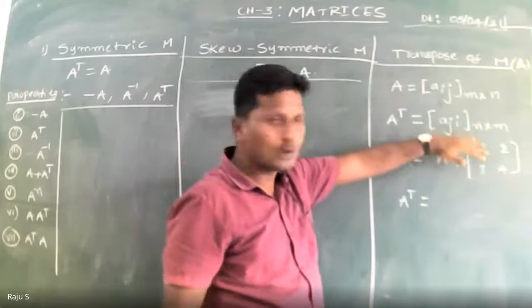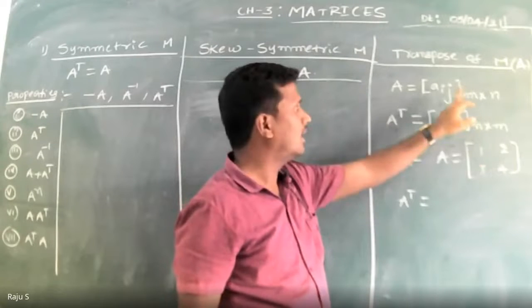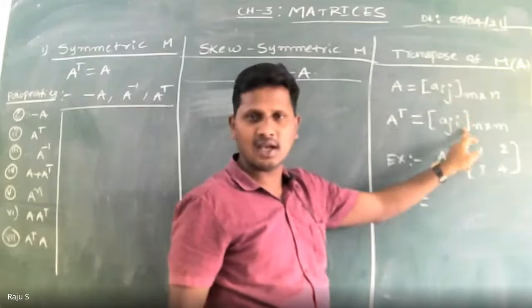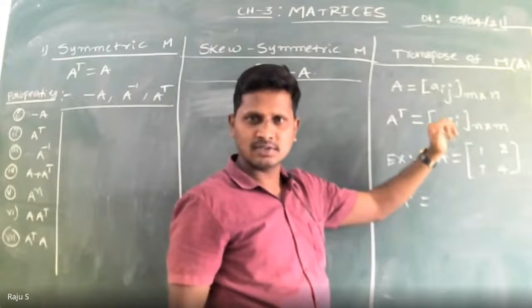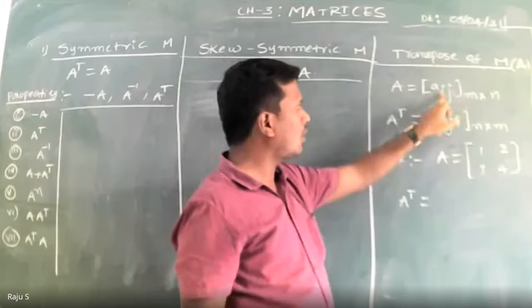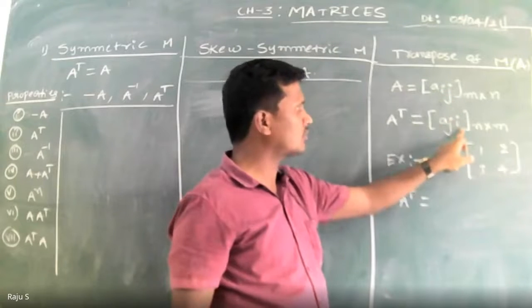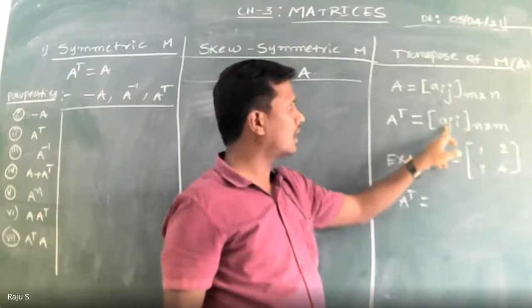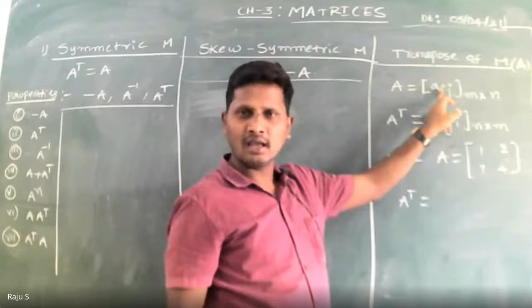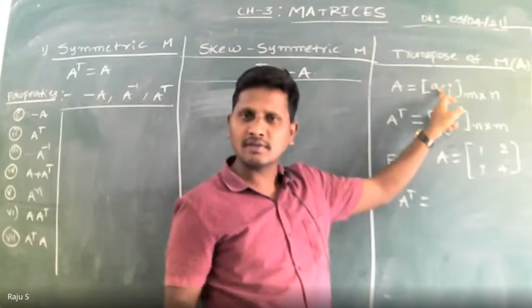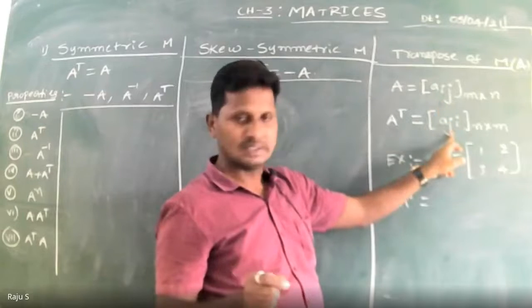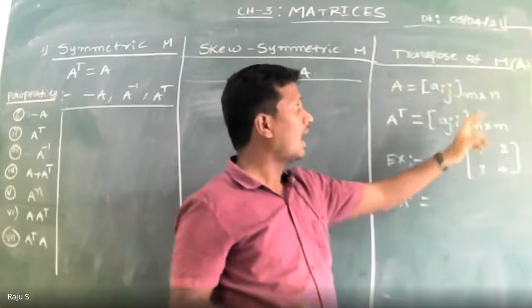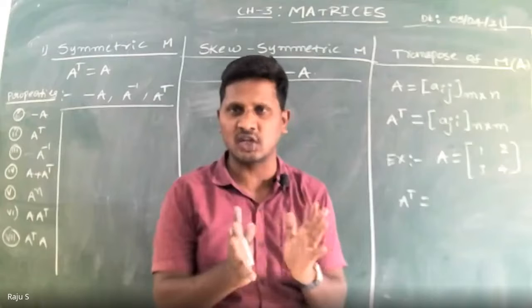A power T is equal to a_ji. ij becomes ji. Nothing but the row becomes column, column becomes row. I represents the row, and here the row becomes j, and j becomes i. And also the order changes.